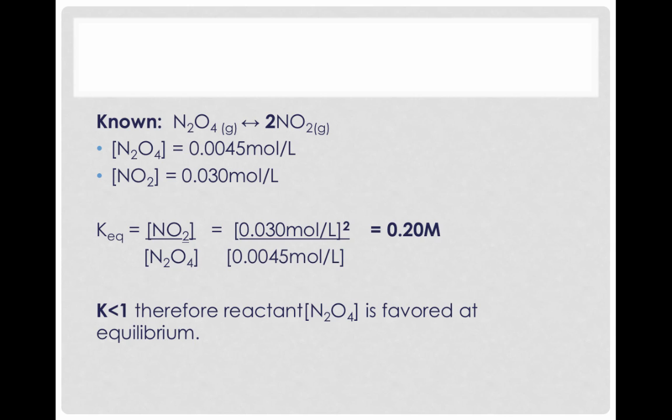This is a K less than 1. So the KEQ is less than 1, therefore you can assume that the reactants, or dinitrogen tetroxide, are favored at equilibrium. So you would find a larger quantity of the reactant than the product at equilibrium.